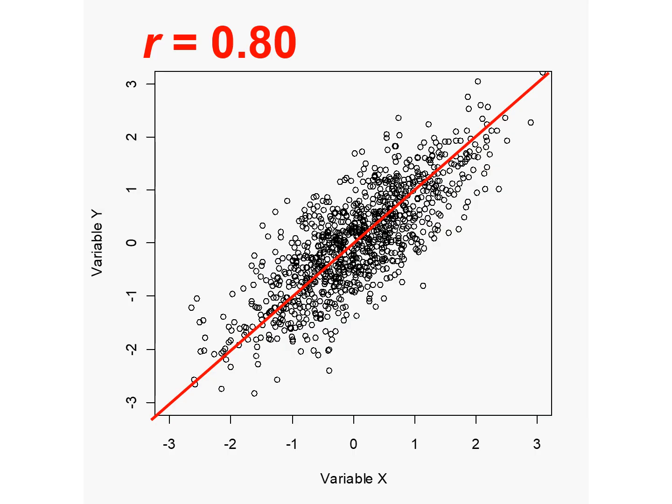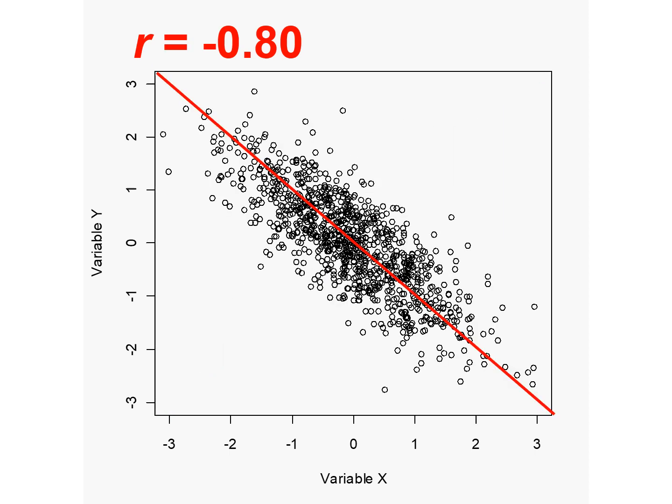Here's a correlation of 0.80. The points are getting pretty close to the positive z equal line. Here's a correlation of -0.80. The points are also pretty close to the negative z equal line. A correlation of +0.80 and a correlation of -0.80 are both equally strong.